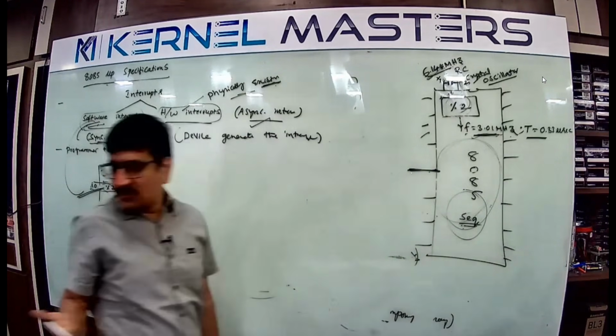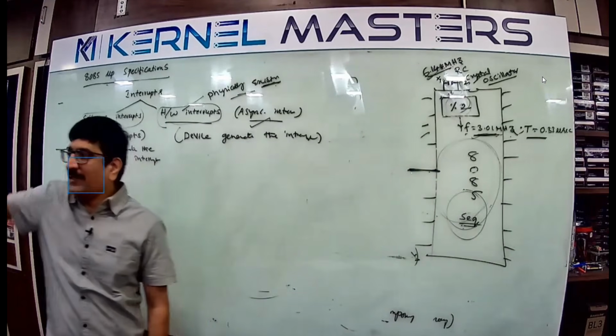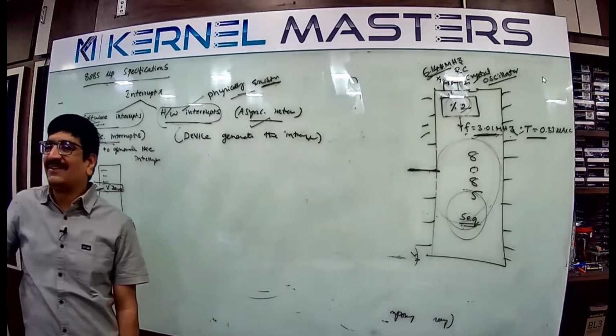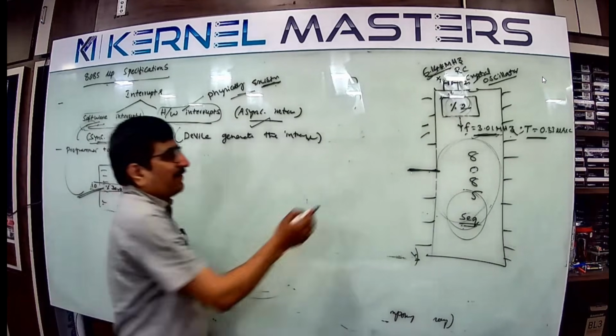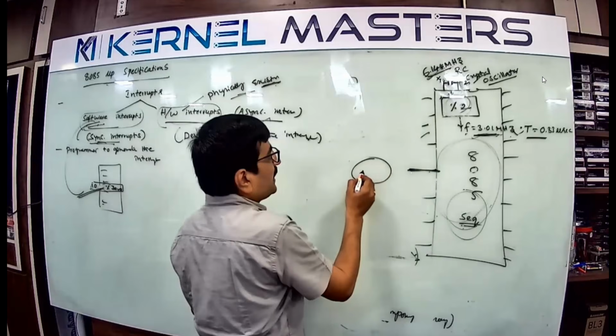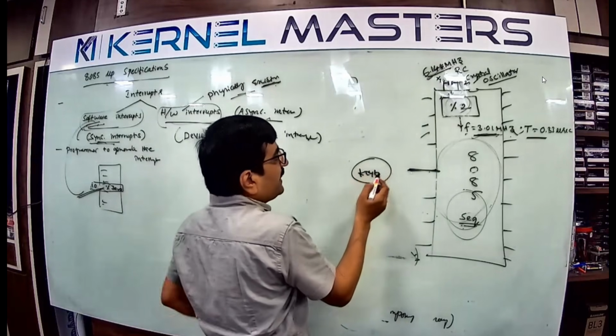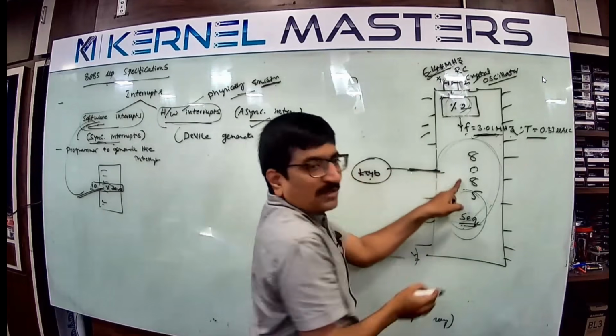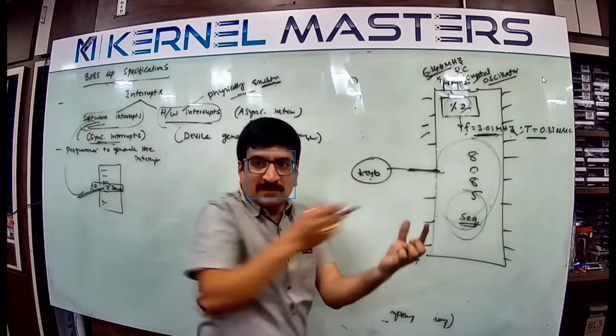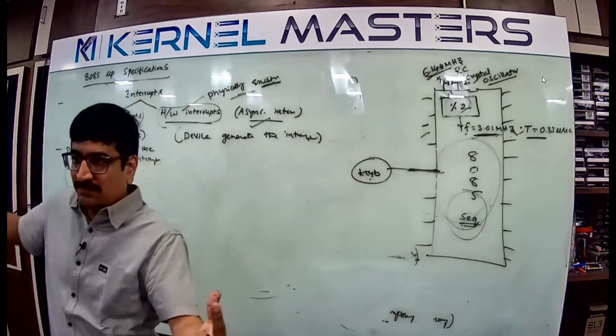A software interrupt we can't see, because the programmer generates it internally. Understood? Hardware is physical. For a device, say the keyboard is a device. When you press a key, it can send an interrupt to the microprocessor, through a physical connection, some kind of wire.